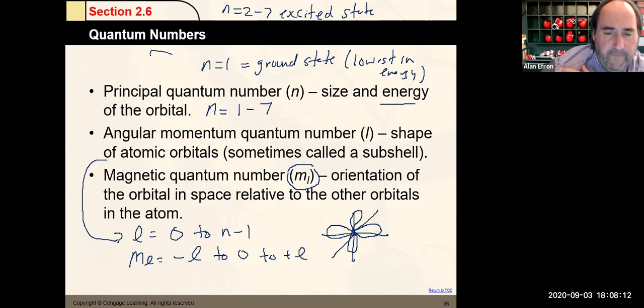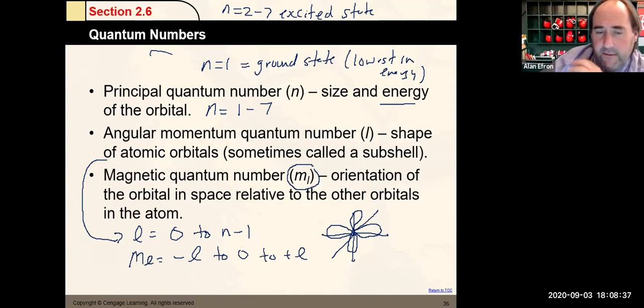So we have the n value, which is the principal quantum number, essentially the energy level. We have the L value, which is the angular momentum quantum number, which is basically the shape or the type of orbital that's present, or subshell. And we have m sub L, which is basically the orientation of those orbitals in 3-dimensional space.